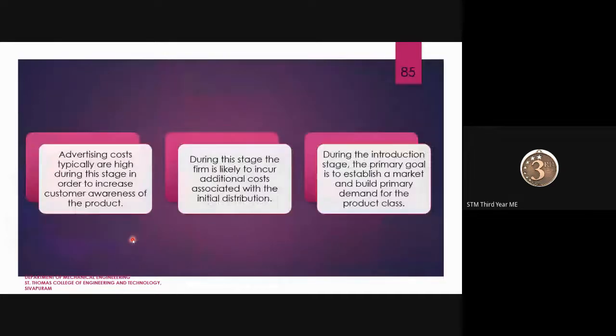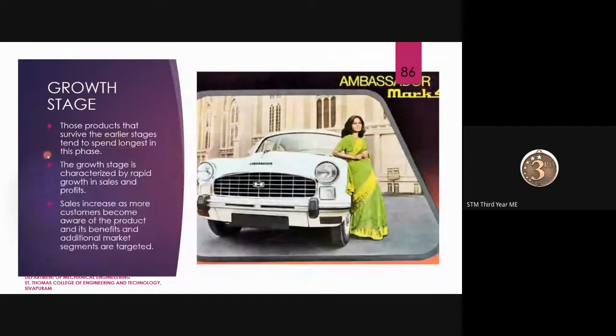That is during the introduction stage. In the introduction stage, the cost that is typically high is the advertising cost. And this advertising is necessary because we have to somehow make the customer aware of the product that is coming into the market or that is already present in the market. Only then will the customers be aware, and then they can obtain that product, or they can suggest that product again and again, thereby increasing our orders or increasing the sales. That is the basic principle, and this comes in the introduction stage.